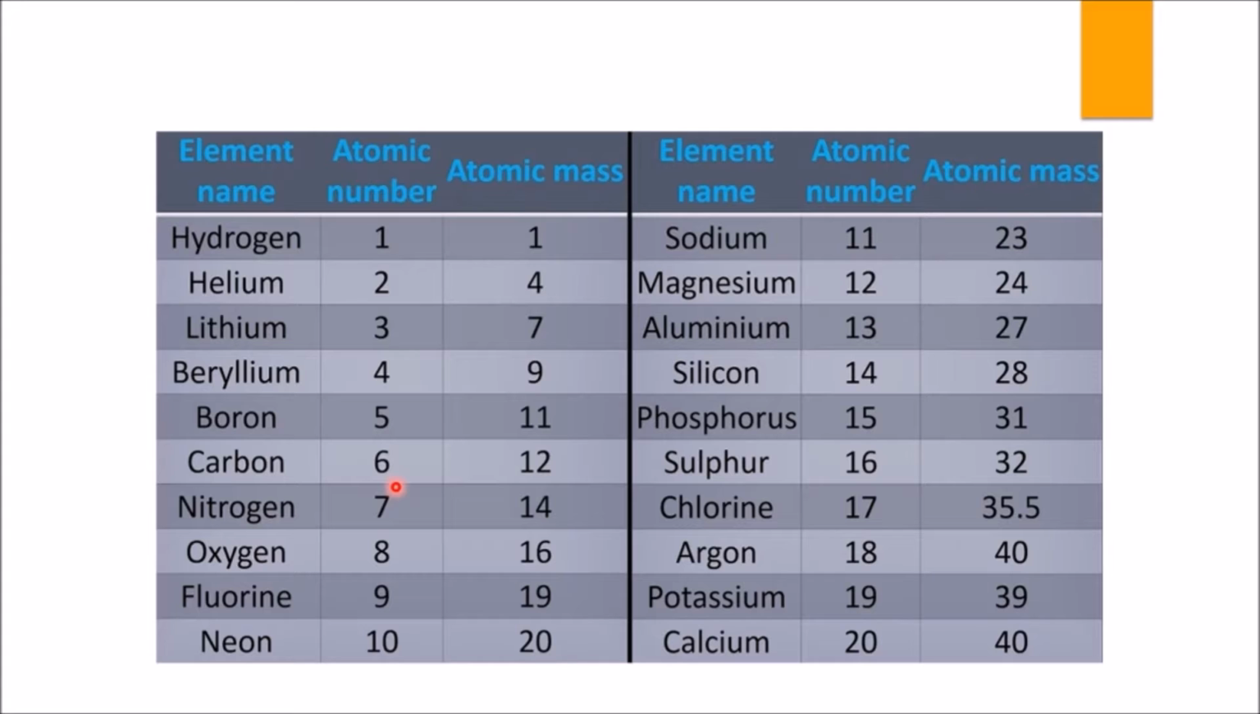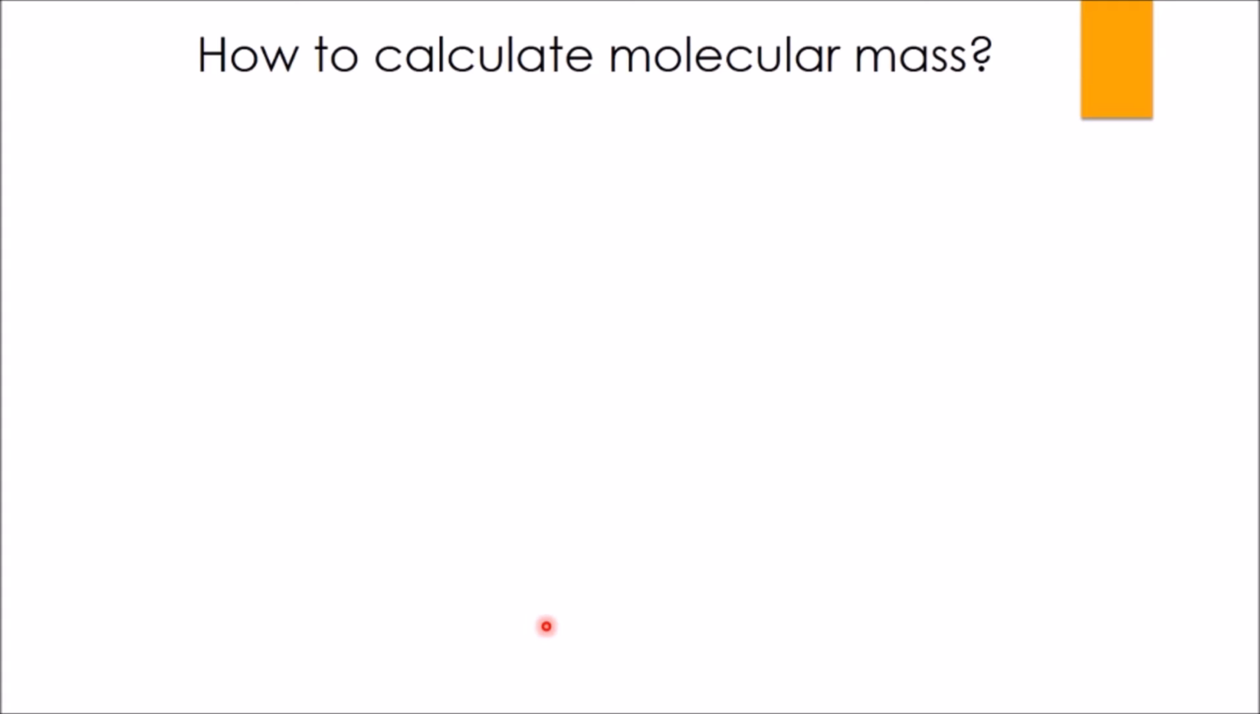Before that, you should know that we have to learn 20 elements by heart, their atomic numbers and their masses. Okay, so once you have learned all these masses, then you will be able to find out the molecular masses by yourself. Remember that atomic masses will not be provided in the exams. So let's look at how we calculate molecular mass.